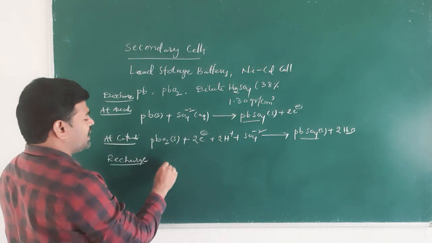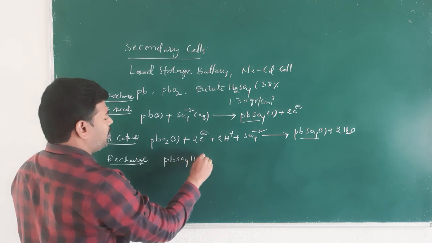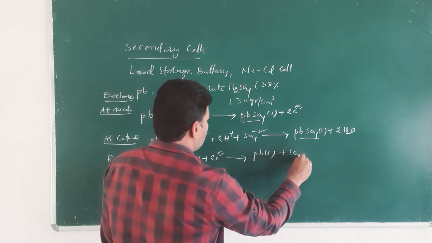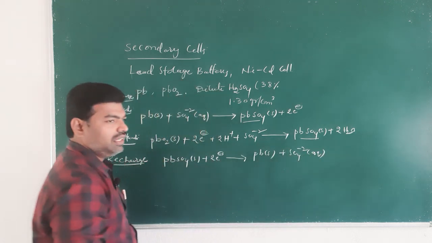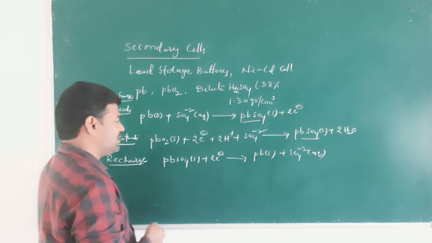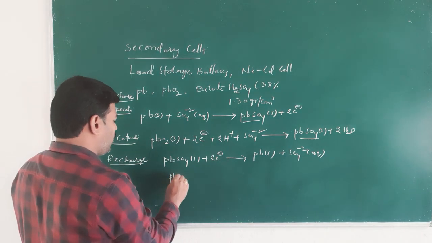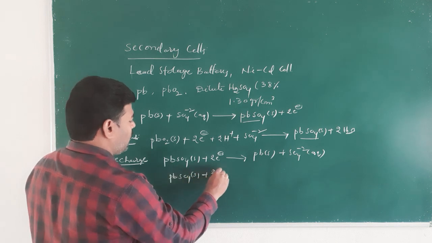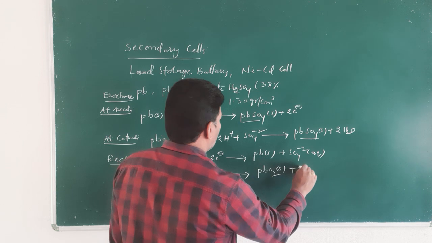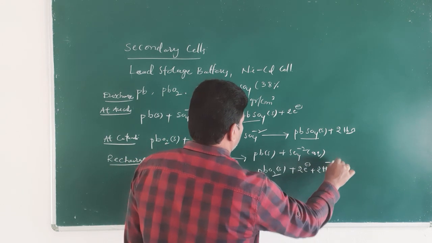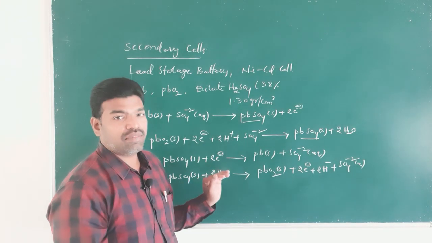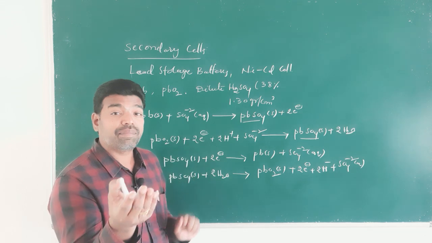these cells are reversed. That is, PbSO4 solid plus 2 electrons gives rise to Pb solid plus SO4 2 minus aqueous, right? Therefore, the sulfuric acid density increases, right? Next, another: PbSO4 solid plus water gives rise to PbO2 solid plus 2 electrons plus 2 H plus SO4 2 minus aqueous, right? So, these are the reactions that take place during recharge.